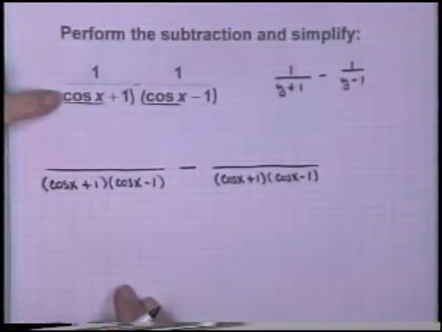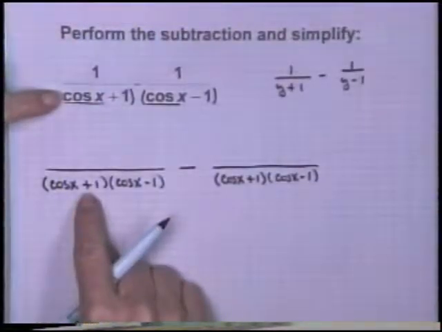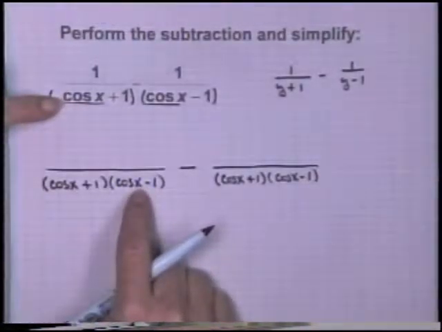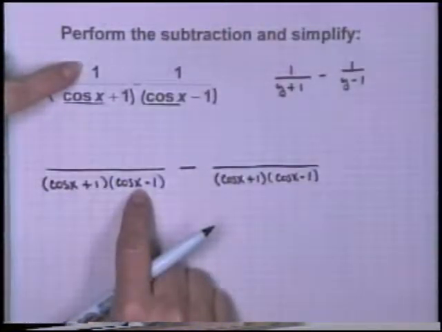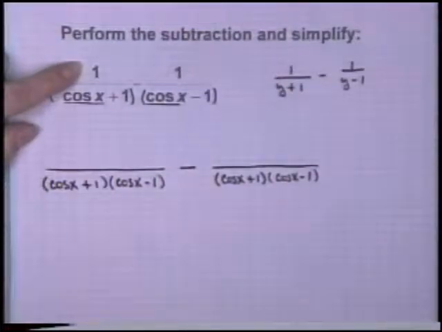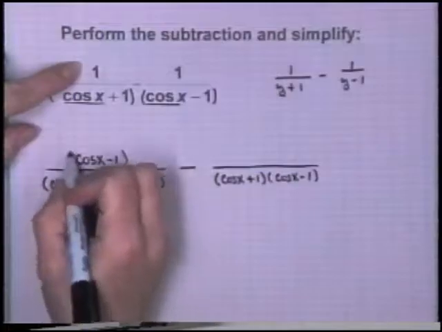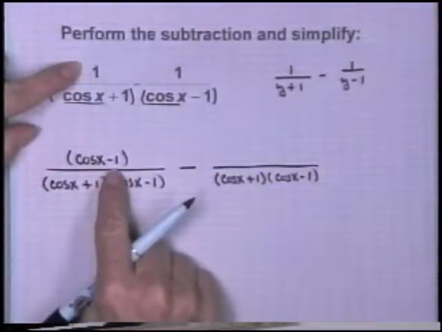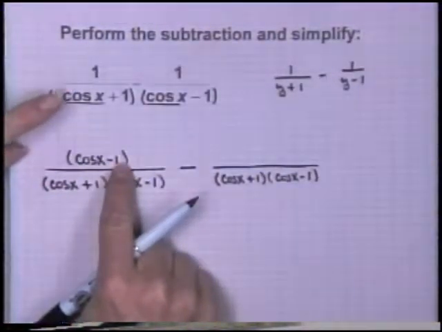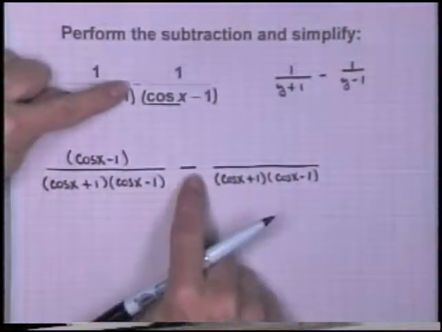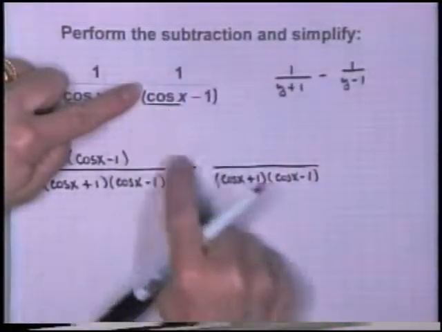Looking at this first fraction, if I want the denominator to be cosine x plus 1 times cosine x minus 1, then I need to multiply this denominator by this factor of cosine x minus 1, which means I also need to multiply the numerator by cosine x minus 1. Since my numerator is a 1, when I multiply by cosine x minus 1, I get cosine x minus 1 in the numerator, and of course the product in the denominator. We've got our subtract sign here, and then we'll look at this fraction.